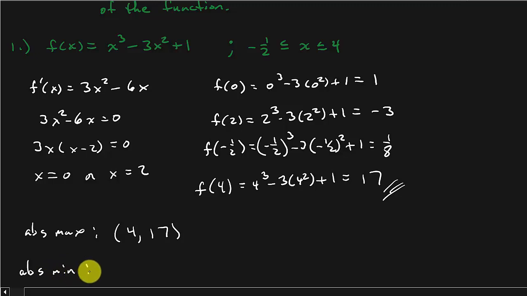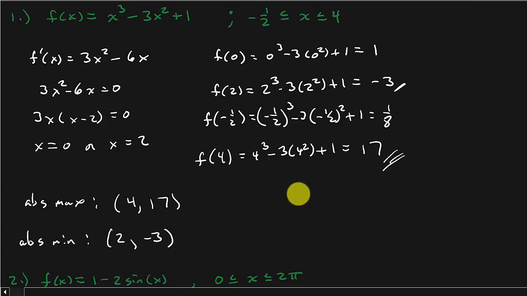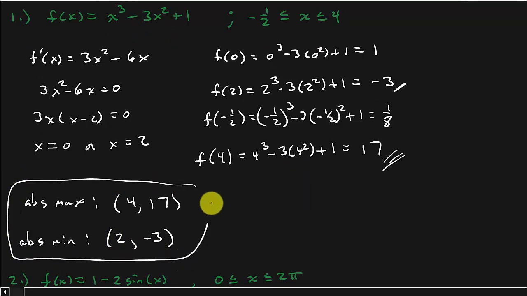Well, which one has the smallest value? Well, that's right there at 2. At x equals 2, -3. So there's your absolute max, absolute min.